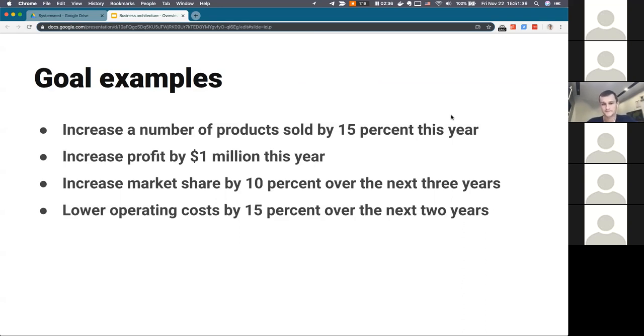A few more examples of goals: increase profit by 1 million this year, increase market share by 10% over the next 3 years, lower operation cost by 15% over the next 2 years.